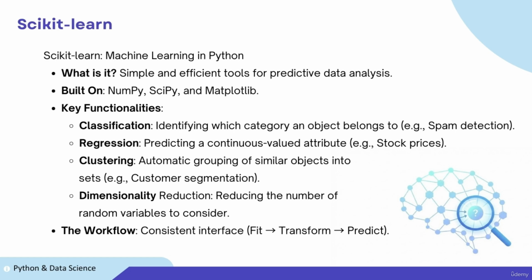Finally, we reach the brain of the operation, Scikit-learn. This is the machine learning library built on top of the others. It provides simple and efficient tools for data mining. We use it for 4 main tasks. 1, classification. For example, detecting if an email is spam or not spam. 2, regression. Predicting a continuous value, like tomorrow's stock price. 3, clustering. Grouping similar customers together automatically. And 4, dimensionality reduction, simplifying complex data.